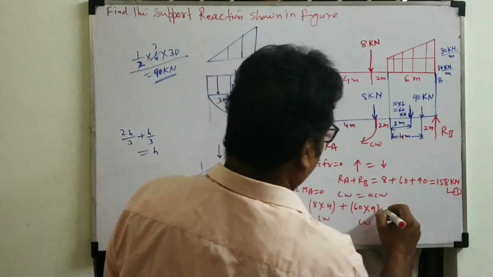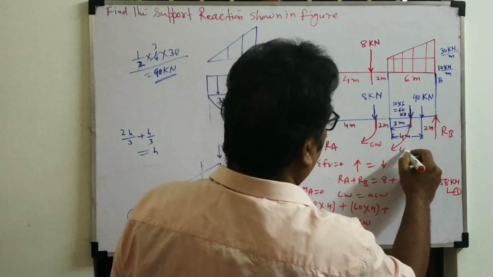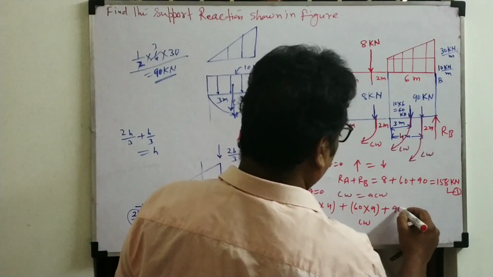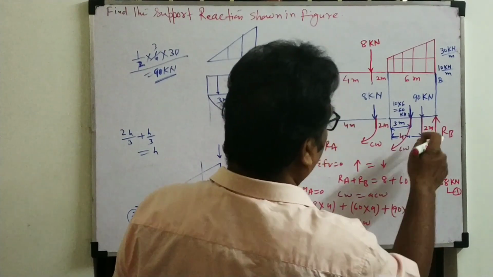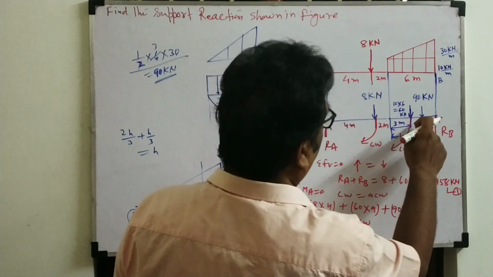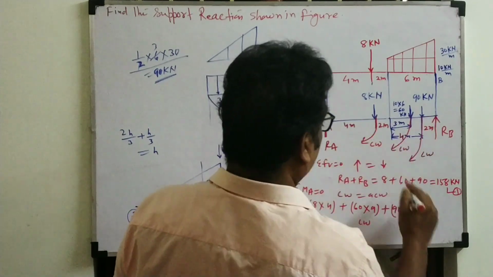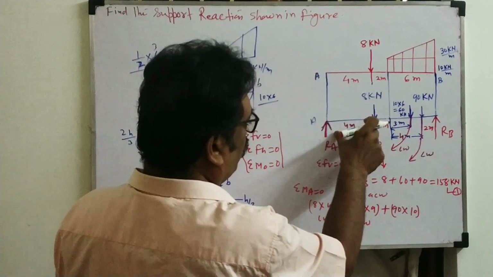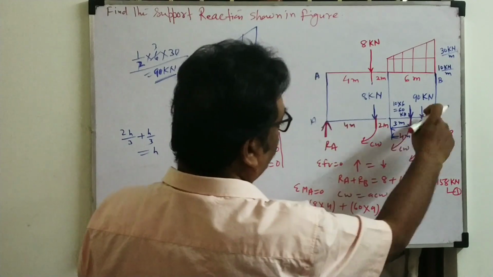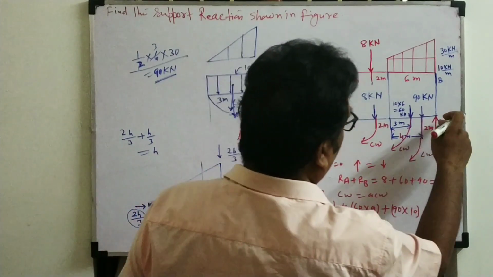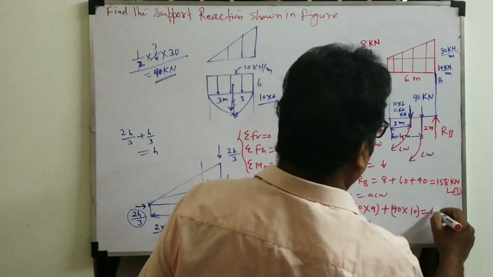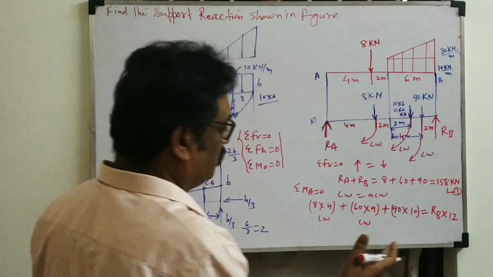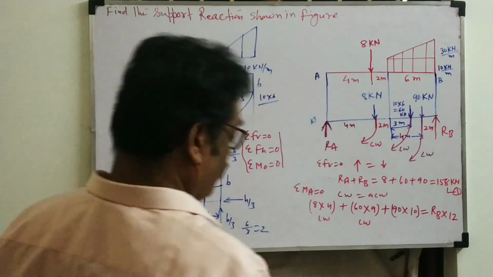60 into 9. Another force also will rotate in the clockwise direction: 90 into the total length, up to this 9, plus 4 plus 4, 8, plus 2, 10. So 8 kilonewton into 4 perpendicular distance, 60 into 9, and 90 into 10. Now the remaining force RB is anti-clockwise: RB into total distance 12. That's all. If you know this, now we can calculate and get the answer.